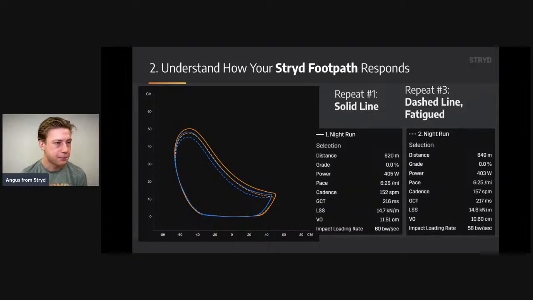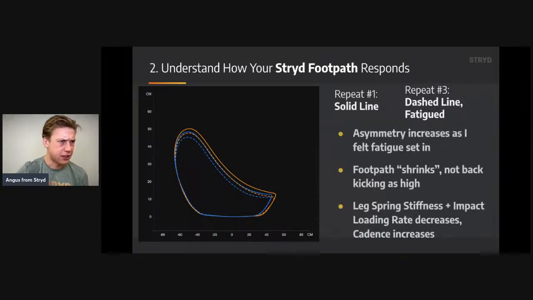And we can see I had pretty big metric changes when I started to take those performance factors into account, such as I had increased my cadence, my Stryd Footpath shrunk, my leg spring stiffness decreased slightly, and my impact loading rate also decreased when I started to feel fatigued. And I viewed this as all pretty negative changes. My asymmetry increased as fatigue set in. Like I said, the footpath shrank, and I wasn't back kicking as high. And then those leg spring stiffness and impact loading rate values decreased, and cadence increased as I fatigued.